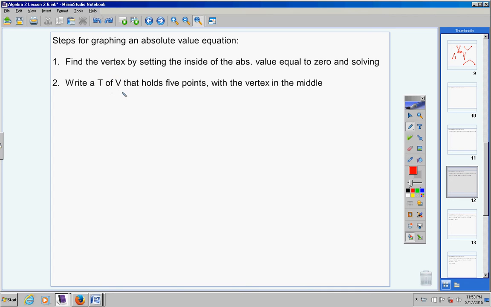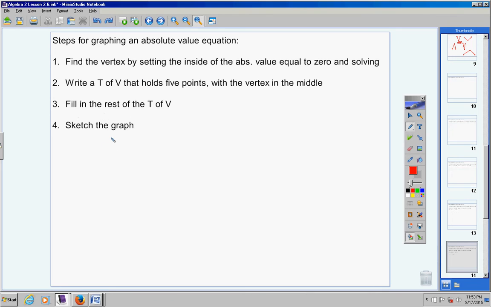Step 2, write a table of values that holds 5 points, put the vertex in the middle. Step 3, fill in the rest of your table of values. Step 4, sketch the graph. Now, I'm moving on. You'll probably want to pause the video and copy those down, okay?